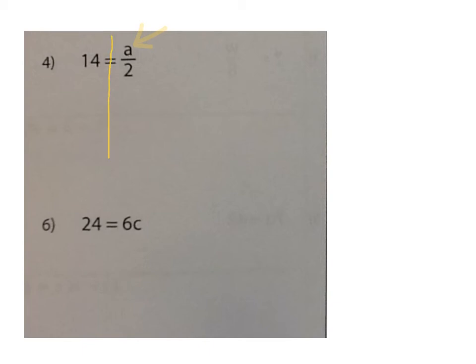A divided by 2, what's the opposite operation of dividing? It would be multiplying by 2. So we're going to multiply by 2 on the right side, and we're going to multiply by 2 on the left side. So a times 2 over 2. So 2 divided by 2 equals 1. We can show that 2 divided by 2 equals 1. And that leaves you with a. And that's the same as writing a.